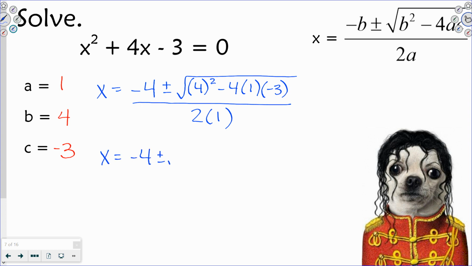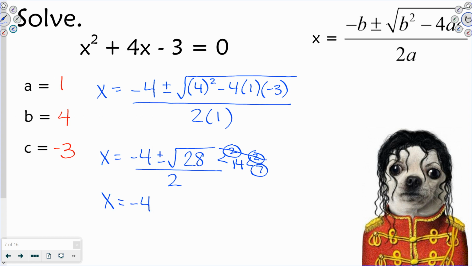From there, you'd want to simplify underneath your radical. So that would be, is that 28? All over 2. Factor tree on here, it's going to be 2 and 14, 2 and 7. So we get a pair of 2's that will come out. So negative 4 plus or minus 2 radical 7, all over 2.